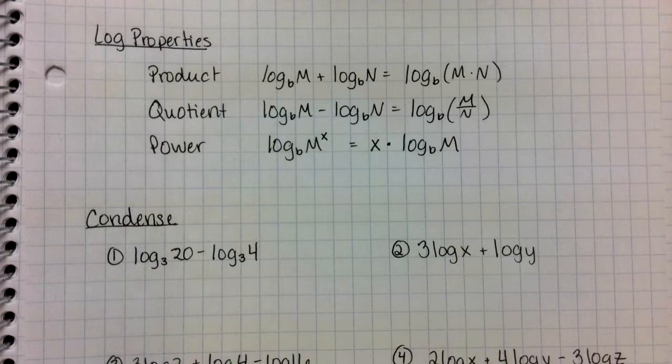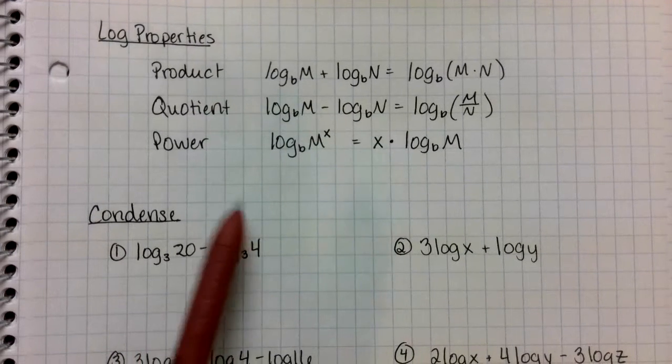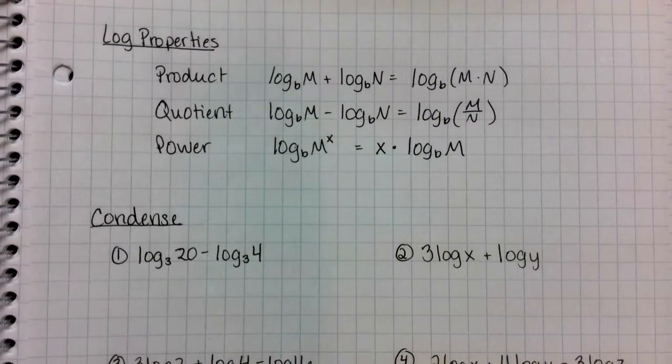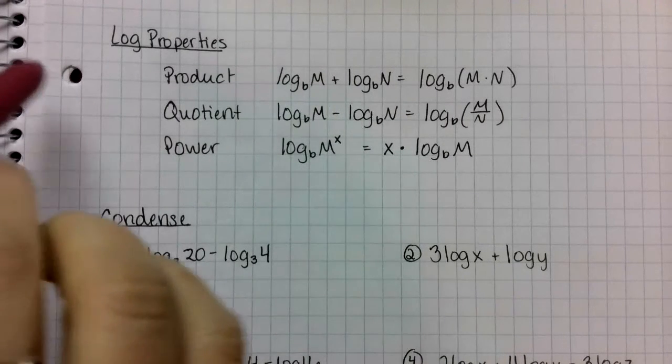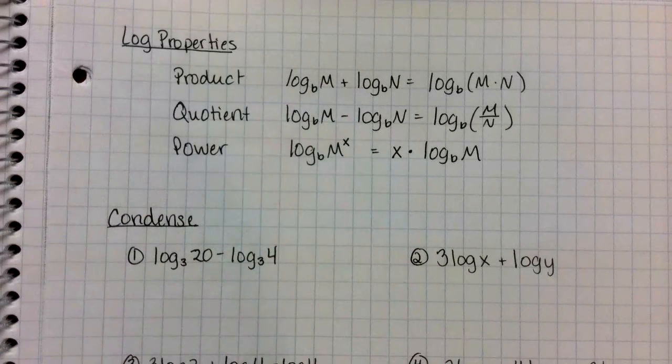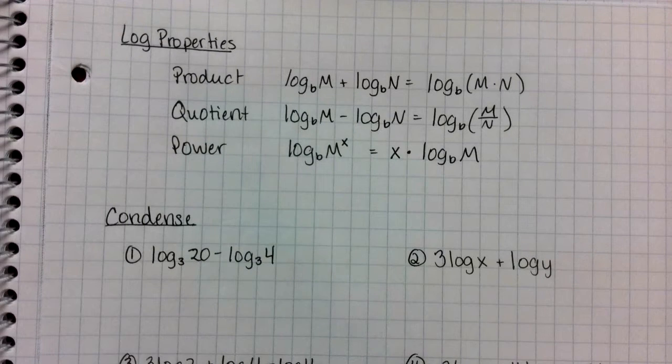Okay, guys, so it seems that people are having trouble not so much with using base and switching back and forth between exponential and logarithmic form. It seems like we're having more trouble with the log properties. So I wanted to post some more examples about condensing and expanding logs.